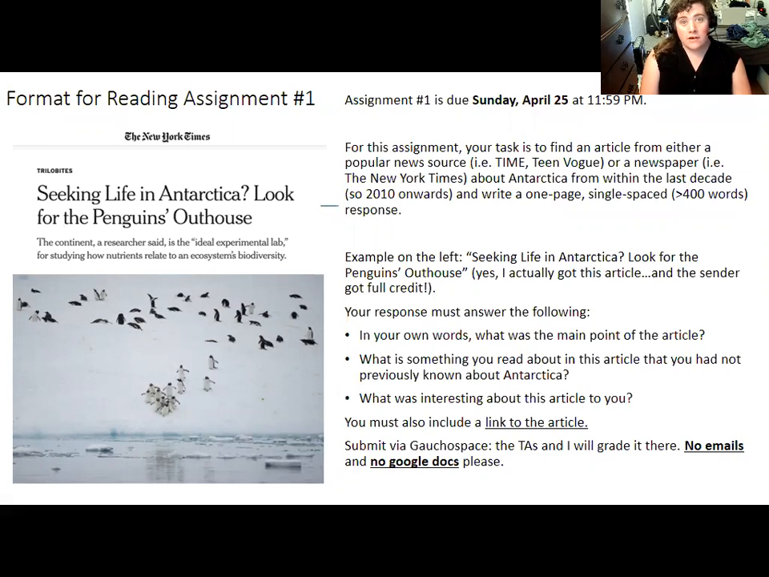You submit this via Gaucho Space. Reading assignment 1 is located under the tab for week 4, the week of the quarter that we're presently in. And you simply put your response in the submission window there. You can absolutely compose it in a Word document before, especially if you want to check the word count, but don't email it to me. Put it in the assignment box on Gaucho Space itself. And the TAs and I will grade that ASAP once they're posted.